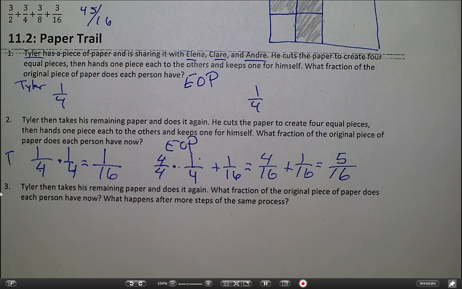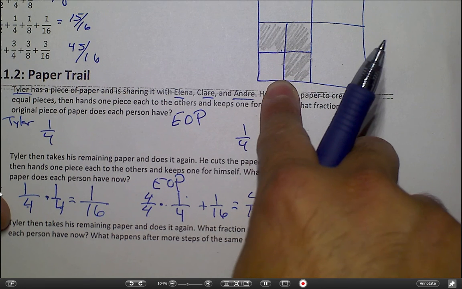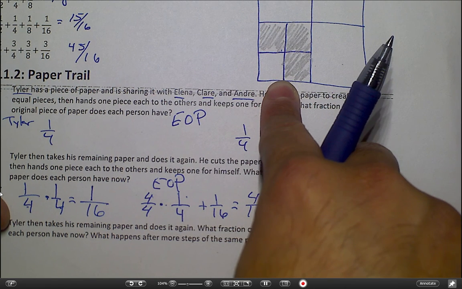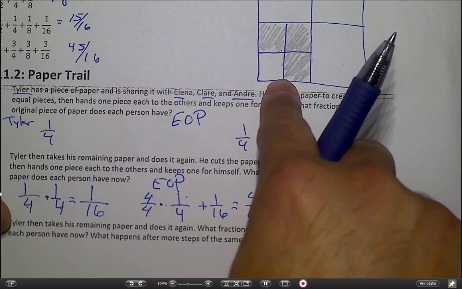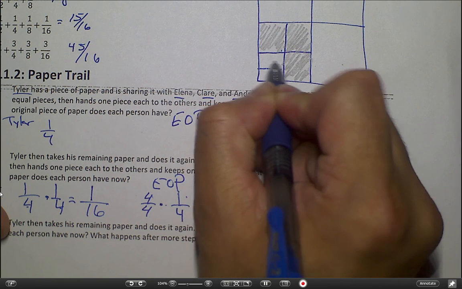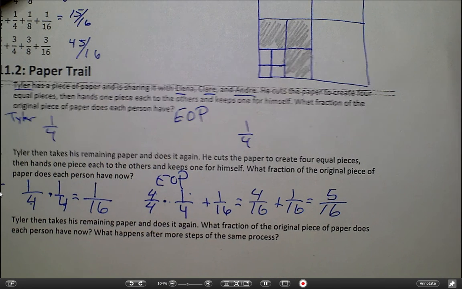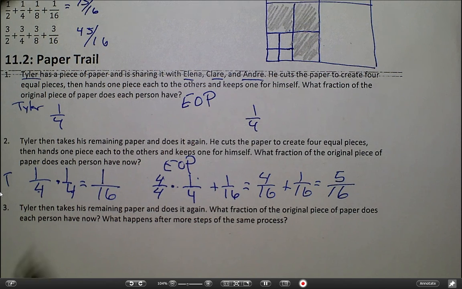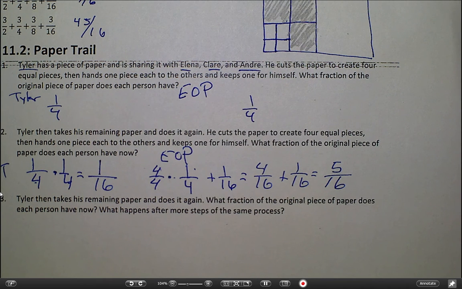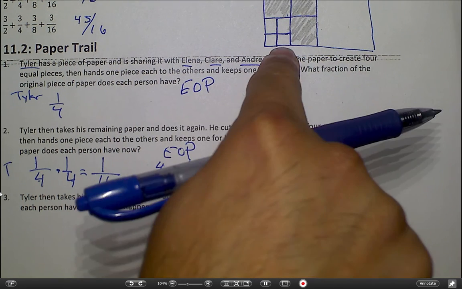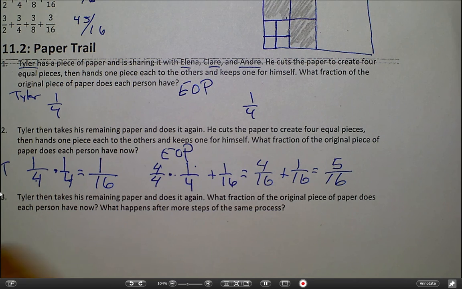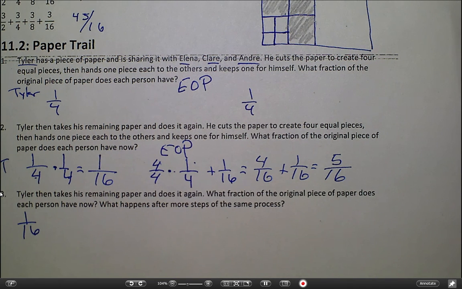Now, guess what? Tyler goes and does it again. Can you believe this guy? Okay, so now, in my little sketch right here, he does it again. So what am I going to do? I'm going to take this. Yep, because he does it again, right? He said, oops, I did it again. So how much did Tyler have in the first place before I cut it? 1/16. Yeah, before I cut it right now. So he has 1/16, doesn't he? But he cut it into 4s again, didn't he?